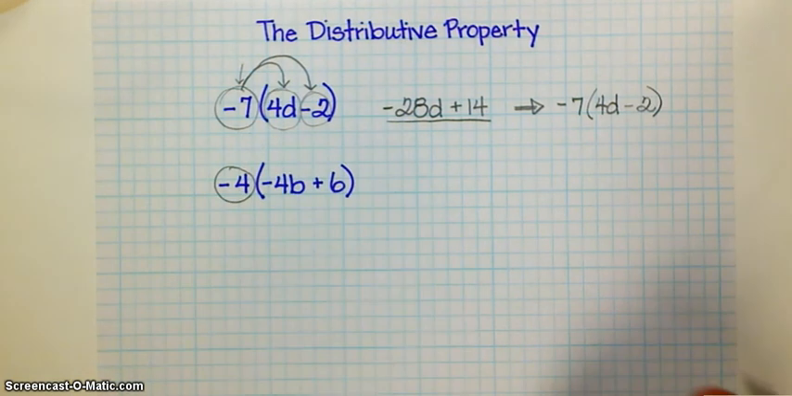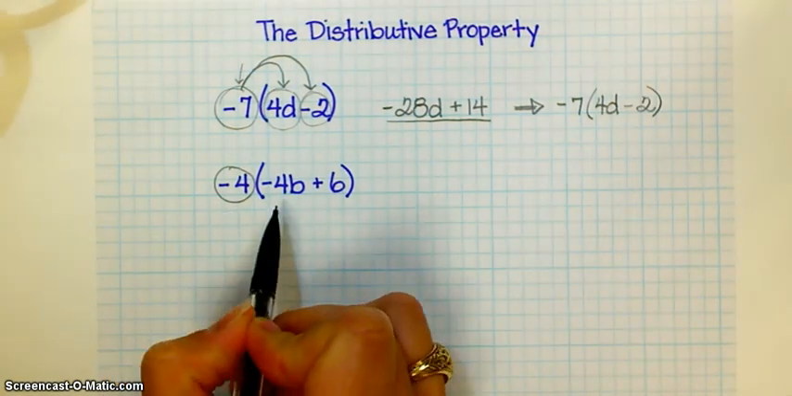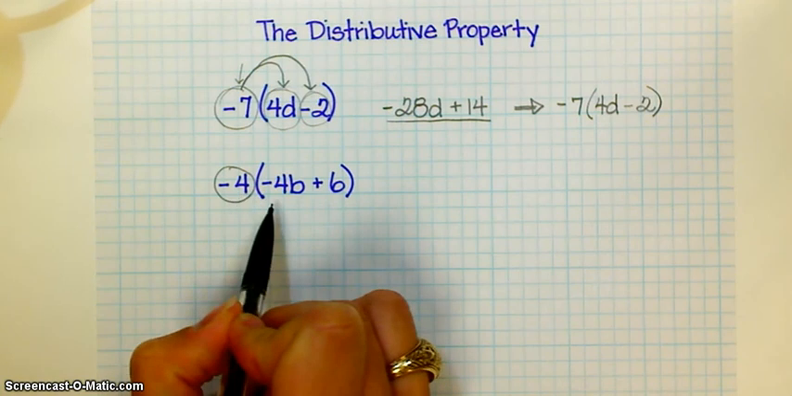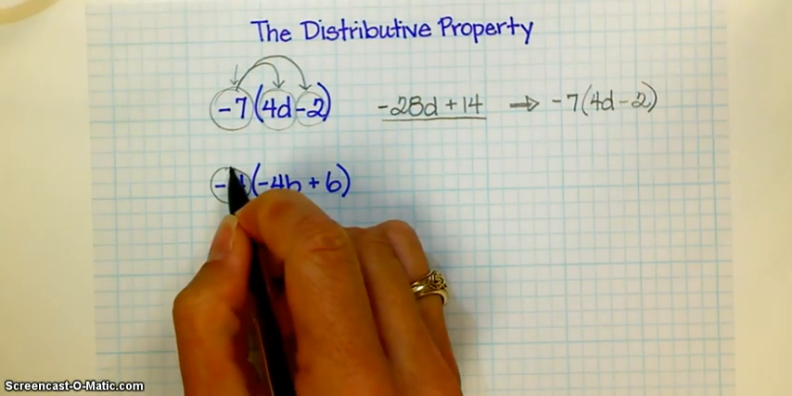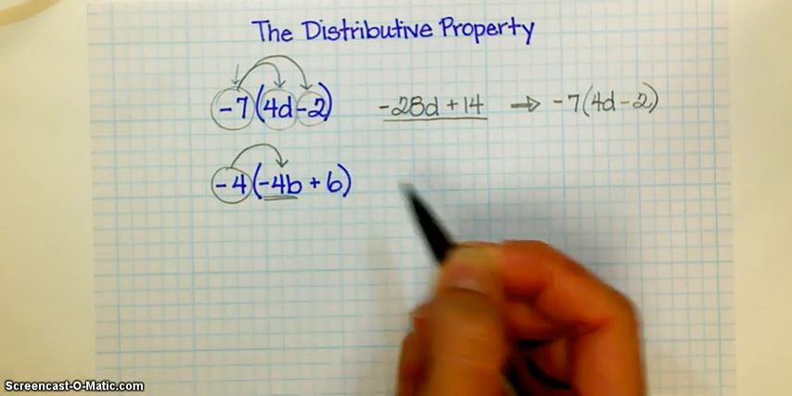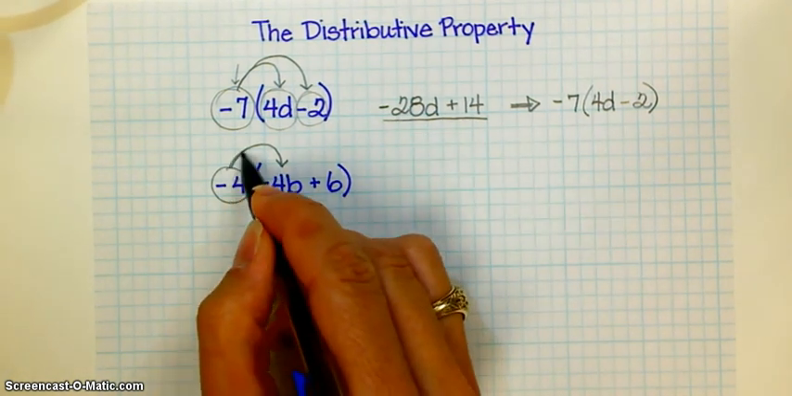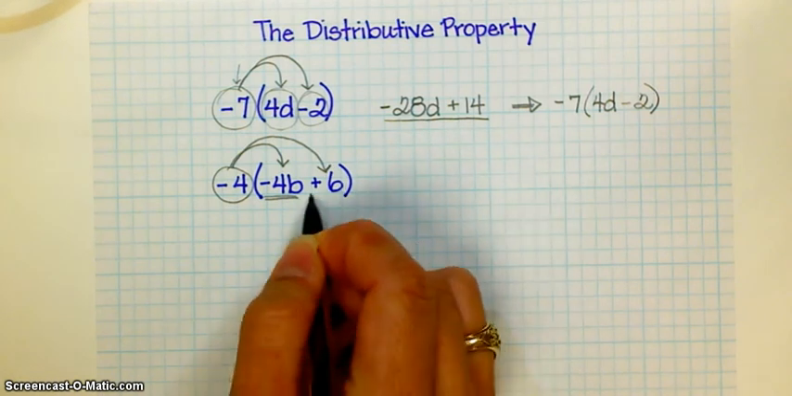Again, you have a term outside of the parentheses. So that -4 applies to everything inside. So it's -4 times all of this in here. The way you deal with that is you say -4 times this first term, which is -4b, and then you say -4 times this second term, which is a positive 6.